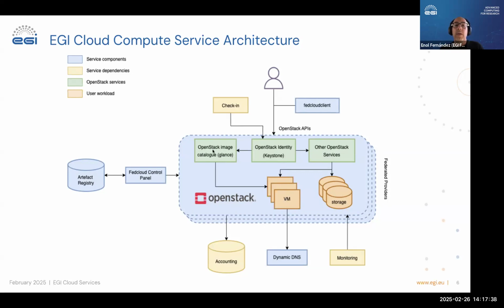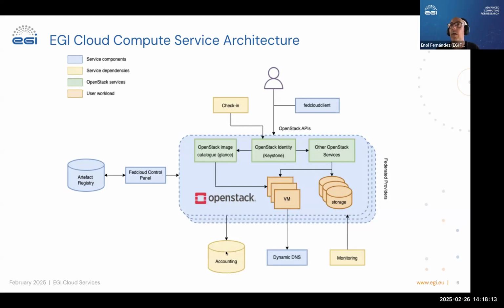There is the image catalog. This is where the virtual machine images are stored. And these are synchronized with what we call the artifact registry here on the left, with one tool that we call the Fed Cloud Control Panel, which does this synchronization beyond other features that I will explain later. Other OpenStack services will allow you to create these VMs, create this storage. We have the dynamic DNS to assign names.